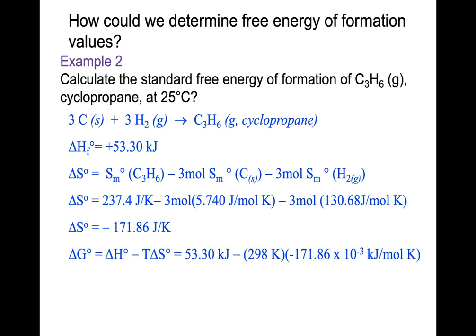So to find delta G, we're going to use our definition of delta G. Delta G is delta H minus T delta S. So that is going to be equal to our 53.30 kilojoules minus our temperature, 298 Kelvin or 25 degrees Celsius, times our delta S in terms of kilojoules per mole. So we find that the delta G here is a positive 104.5 kilojoules.